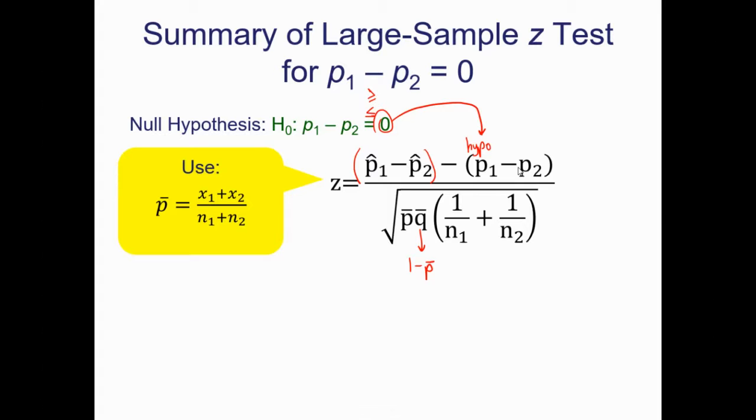Okay, so in our formula here, P bar, we use that formula we wrote down earlier. So x1 plus x2 over n1 plus n2.